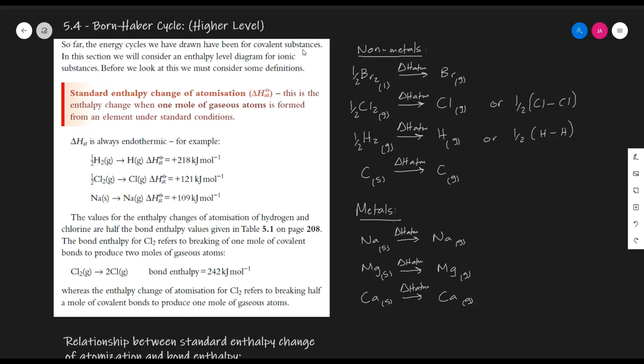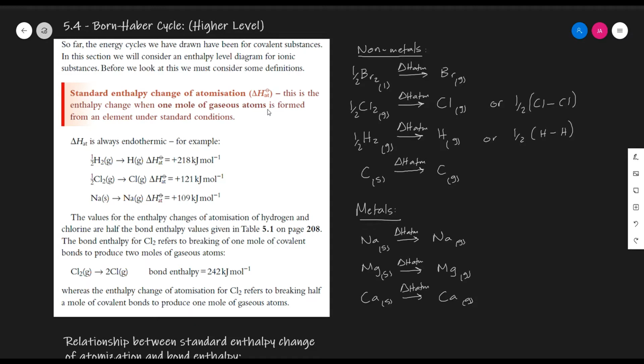drawn for covalent substances. In this section, we will consider an enthalpy level diagram or an energy cycle constructed for ionic substances. Before we can consider the Born-Haber cycle, we must consider the definitions and the processes involved in it. Some we have covered in topics 3 and 13, which is periodicity, and two new definitions will be covered in this section as well.